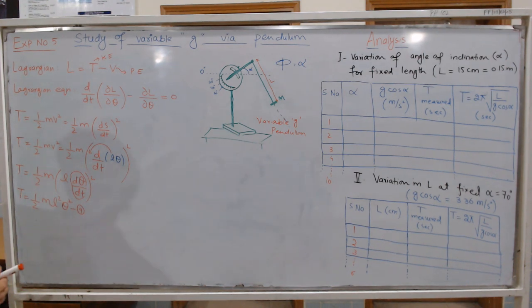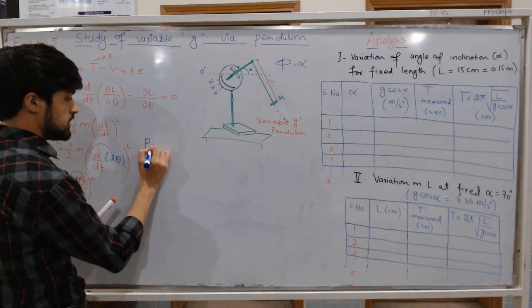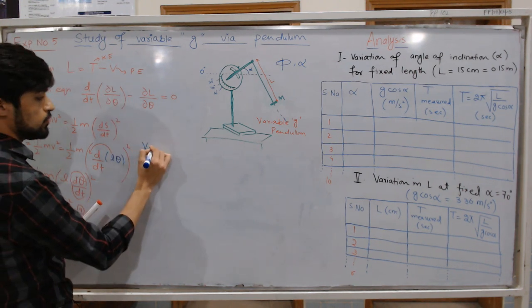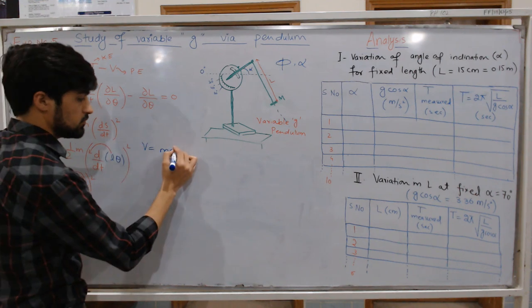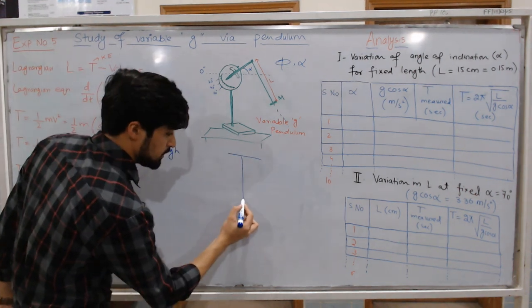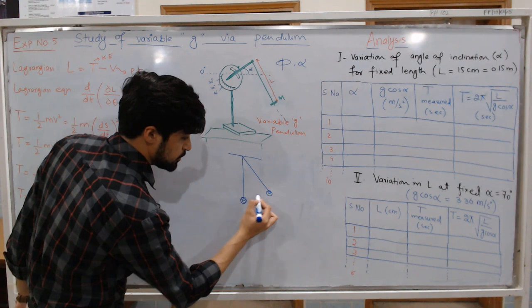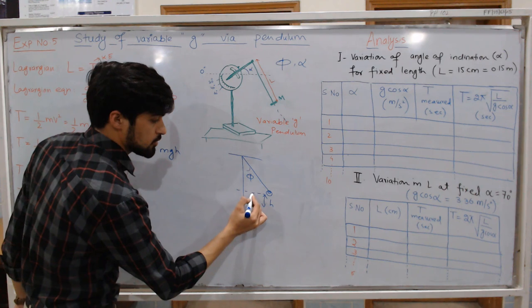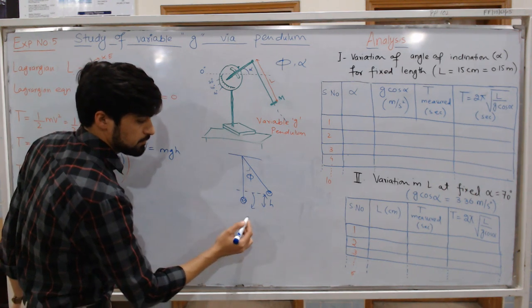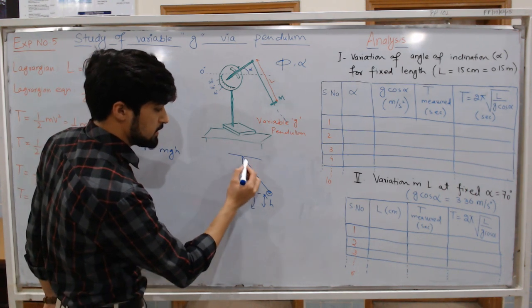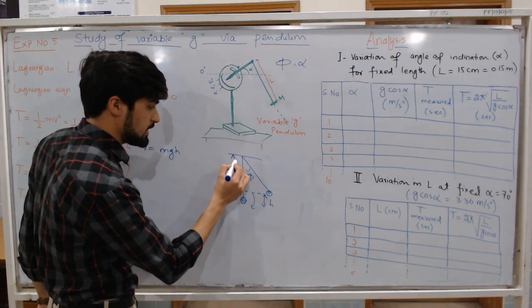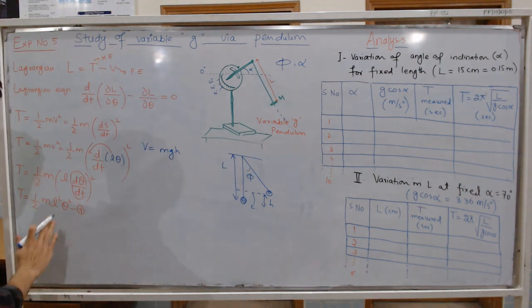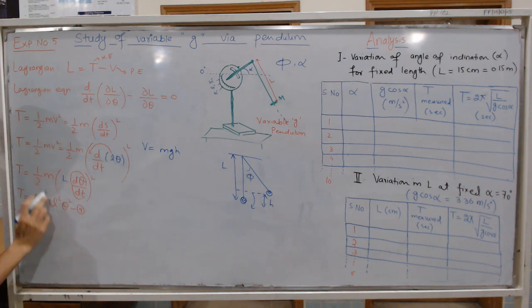Now, let's move towards the potential energy. Potential energy, which is represented by V, is equal to mgh. Now, we know that from the simple pendulum, if this pendulum moves from this position to this position, it will cover some height h. This will be our phi. If this is mg, let's say this is the length of the pendulum. The length of the pendulum is L, or I can call this capital L because we are representing it by capital L.